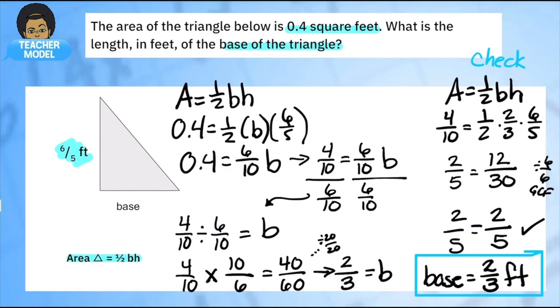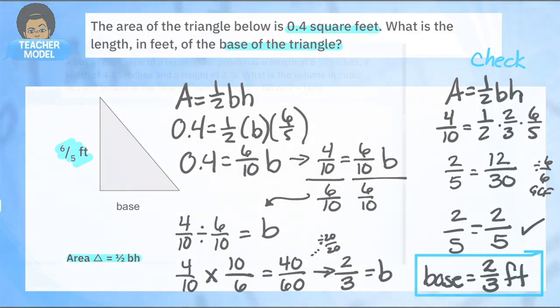All right, let's hit pause and jot this down to our notes. Our biggest takeaway is how I can use my formula as an equation. I substitute my values and then I solve for the unknown and always check my work.